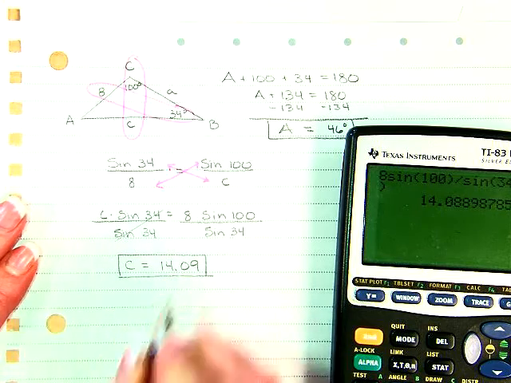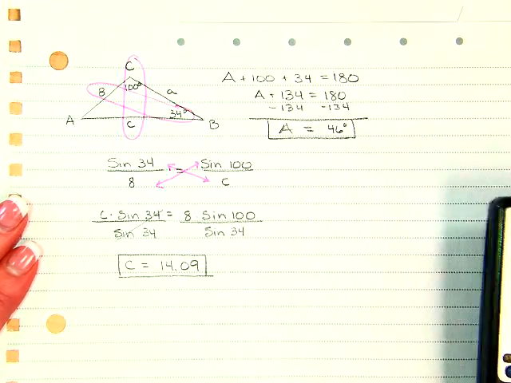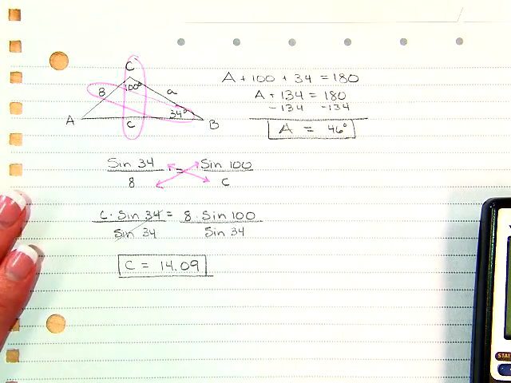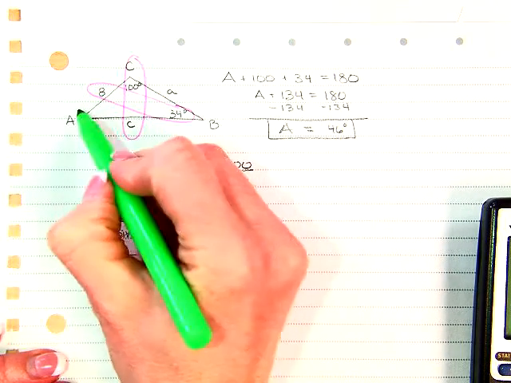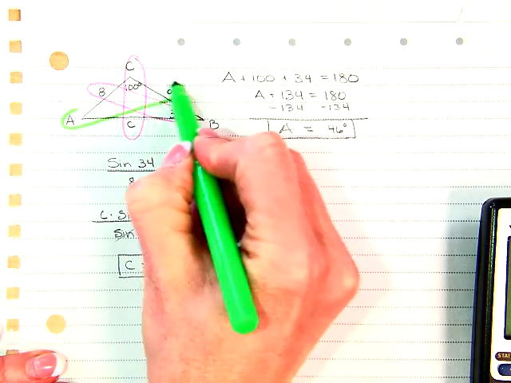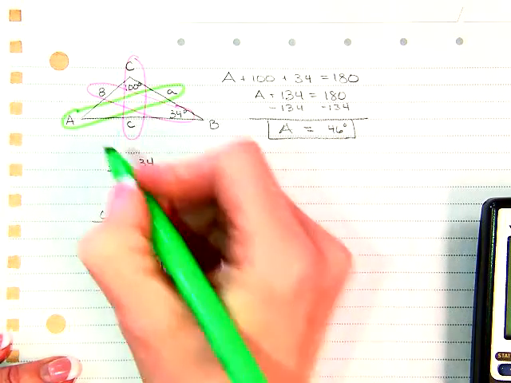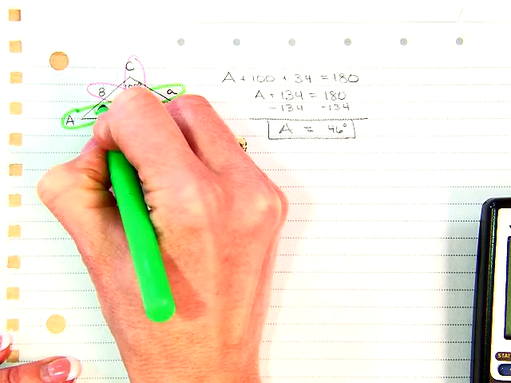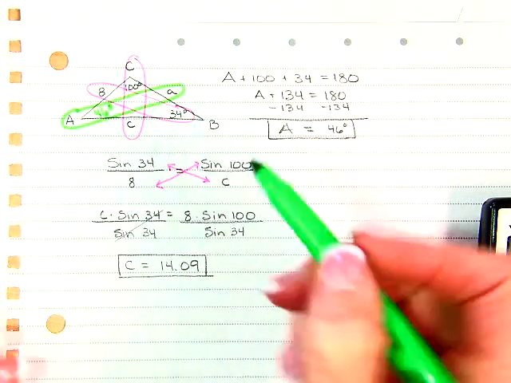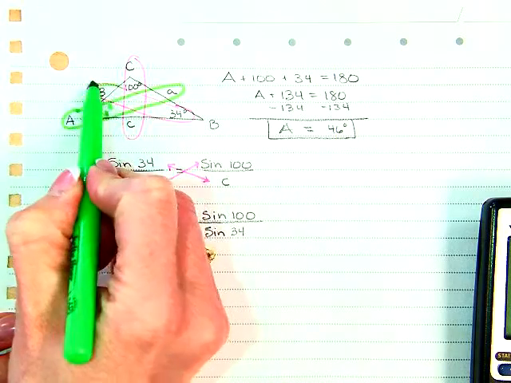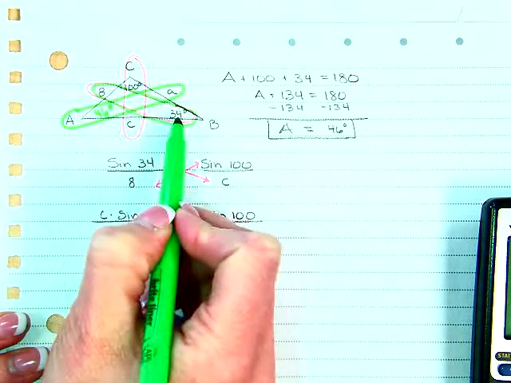All right. Now the next thing I got to do is find side A. And notice that side A is across from angle A, of course. And right now I don't know angle A. I don't have it in here, but remember I found it back up here. It's 46 degrees. So I'm going to use that 46 degrees, and I'm going to use it with the 34 degrees across from the 8 because that is given information.